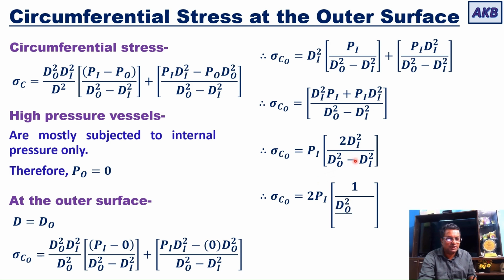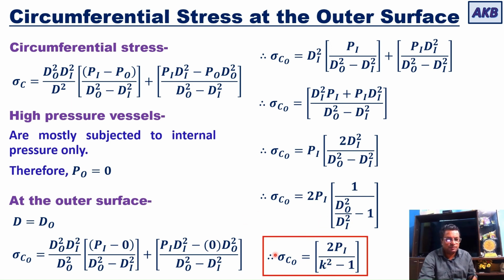And now if you take di square common, you get sigma CO is equal to 2 Pi into 1 upon dO square upon di square minus 1, and that gives us sigma CO as 2 Pi divided by k square minus 1, because dO upon di is k. So in this way you get the equation for circumferential stress at the outer surface, sigma CO.